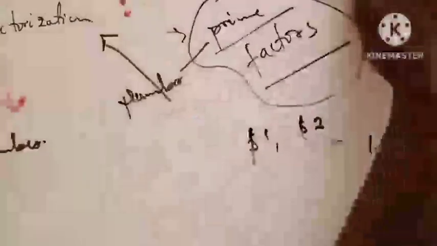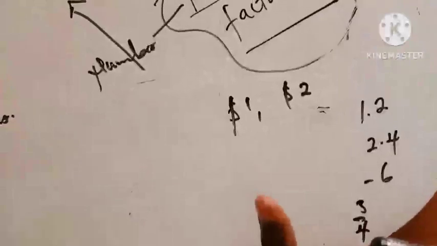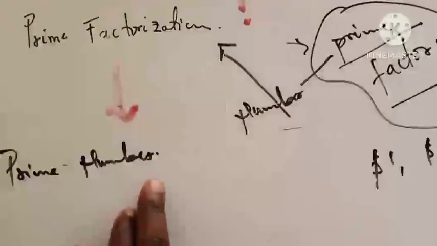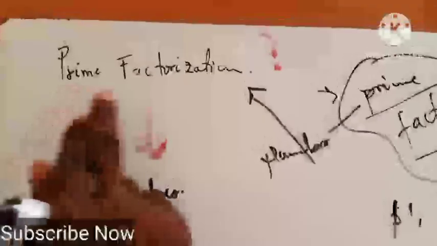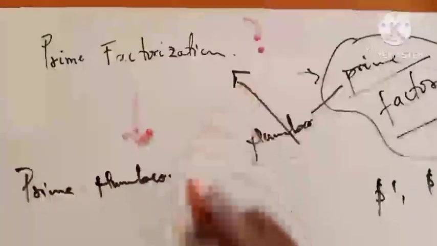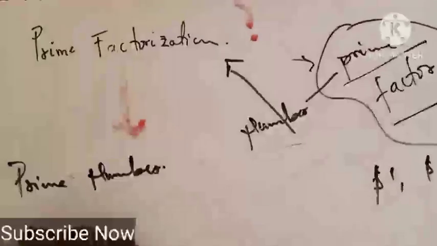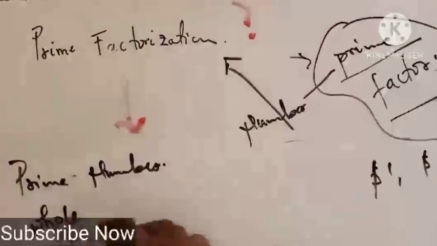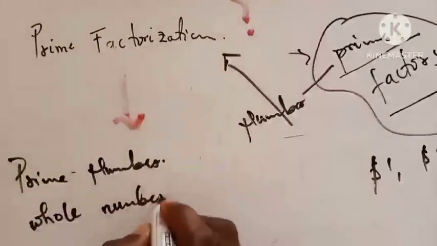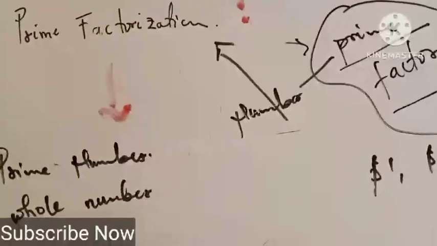Dealing with numbers, we have different types of numbers. One of them is what we are calling a prime number, which comes out of this prime factorization. Prime numbers are whole numbers, so another word here is whole number, or whole numbers.